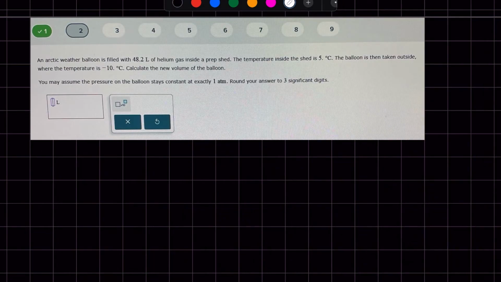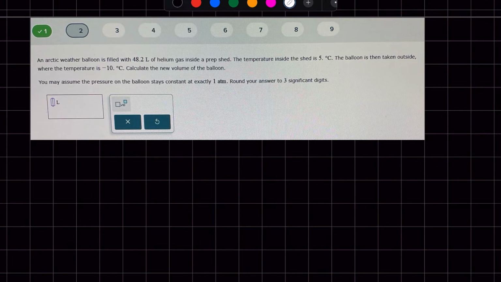Okay, let's go ahead and take a look at this next problem. It reads, an Arctic weather balloon is filled with 48.2 liters of helium gas inside of a prep shed. The temperature inside the shed is 5 degrees Celsius. The balloon is then taken outside where the temperature is negative 10 degrees Celsius. Calculate the new volume of the balloon. You may assume the pressure on the balloon stays constant at exactly 1 atmosphere, and then it's going to ask us to round our answer to 3 significant figures.